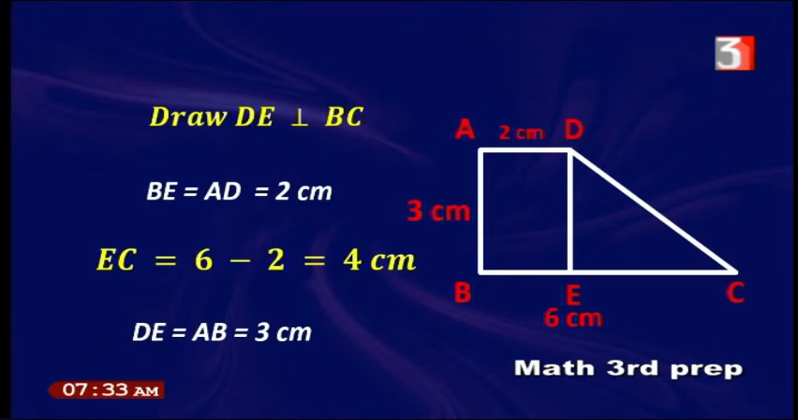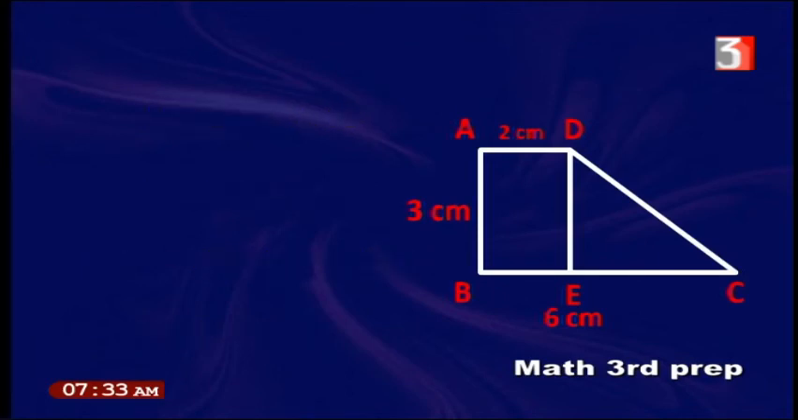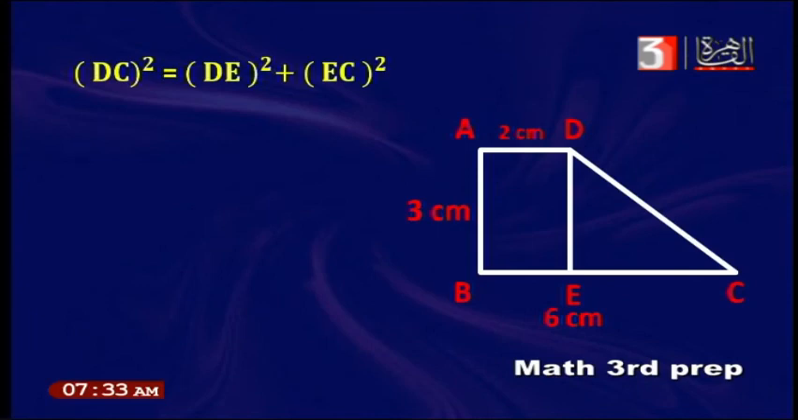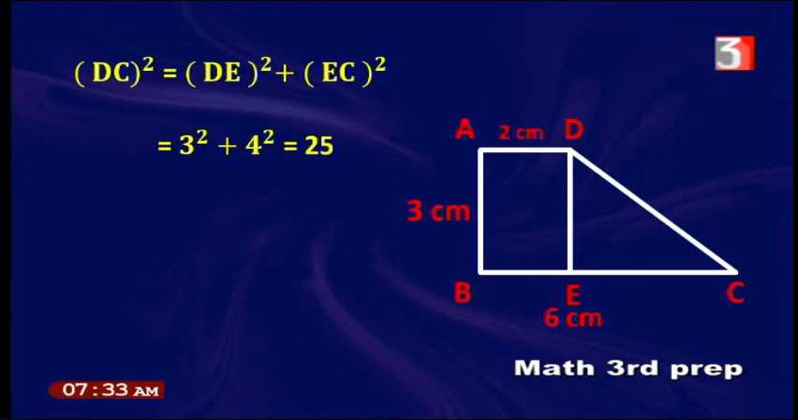In triangle DEC, we can use the Pythagoras theorem to find the length of DC. So we can say that DC to the power of 2 equals DE to the power of 2 plus EC to the power of 2. By substituting, it is equal to 3 to the power of 2 plus 4 to the power of 2 equals 25. By taking the square root of both sides of the equation, we can find that the value of DC equals 5. Then DC equals 5 centimeters.